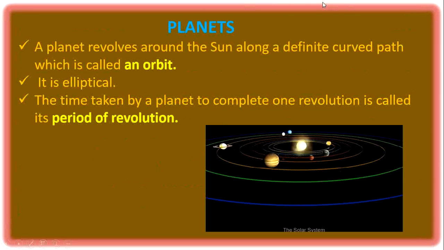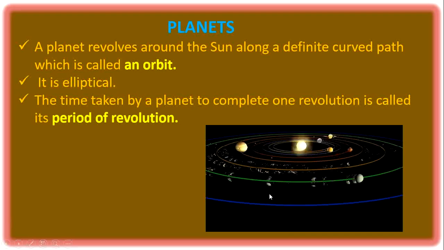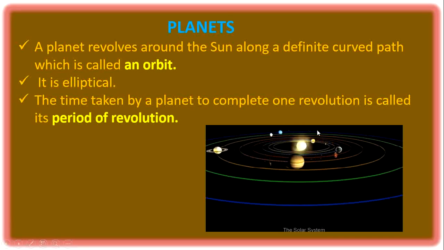Planets. What is called a planet? Let us move to the next topic, planet. A planet revolves around the sun along a definite curved path which is called an orbit. This path is an elliptical shape.